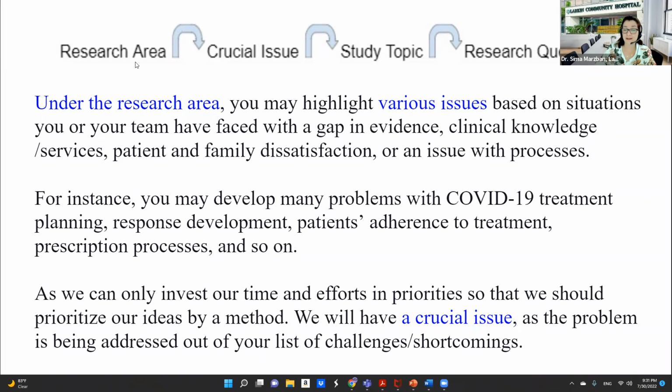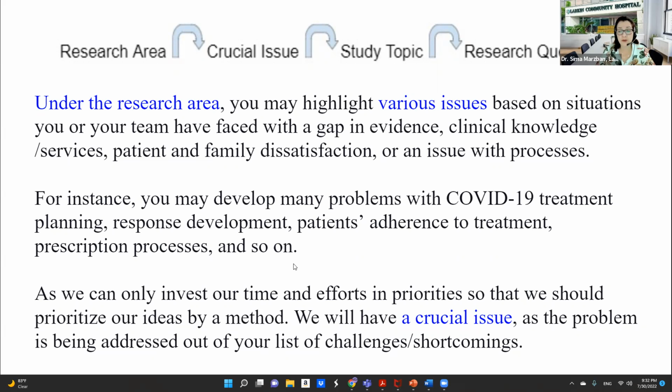COVID-19 is a research area, and crucial issues under that are treatment, response development, adherence, the prescription process, follow-up process, adverse events, complexities, and many other things. As we can only invest our time and effort in priorities, we should prioritize our ideas by a method, and we will practice that method.